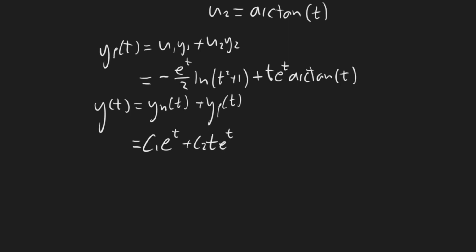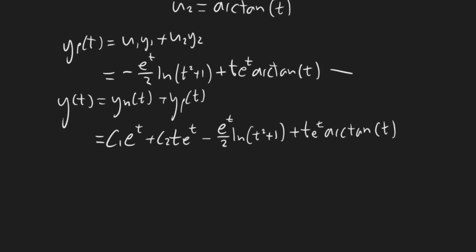Now we just go ahead and add our particular solution, which is right up above. Okay, this is a minus e to the t over 2 times the natural log of t squared plus 1. And then we get to add a t e to the t times the arctangent of t. Okay, and so that is our final y of t.